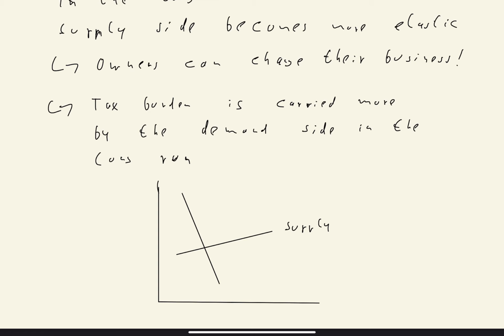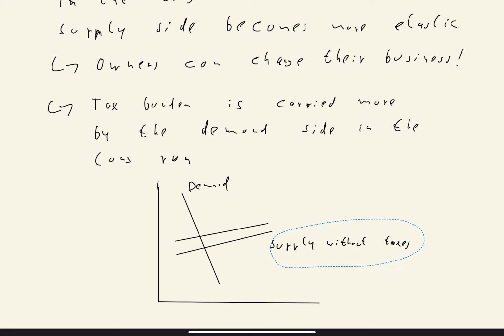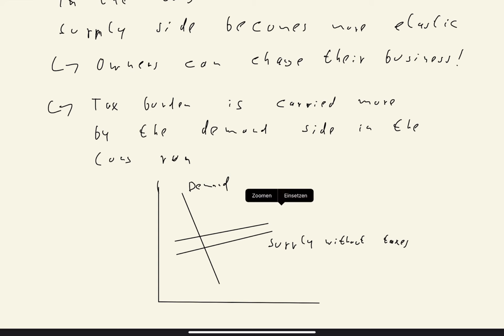Then what you basically get is that more of the tax burden is carried by the demand side, which is here. If you have a tax increase, then you write down something like this here. So this is the supply without taxes. Let me just write this next to this thing here. So this is supply without taxes, and up here is the supply with taxes.